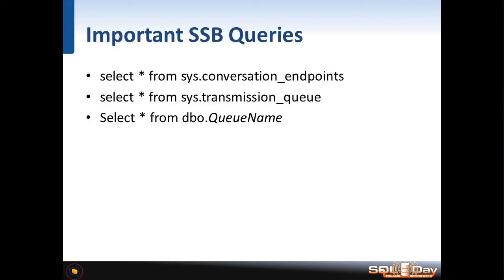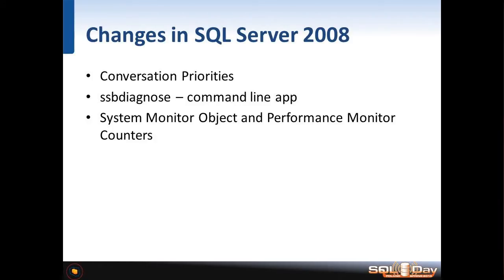Now, Service Broker was introduced in SQL Server 2005. We had some enhancements in SQL Server 2008, and since then, for the most part, it has stayed pretty much the same. So the big change we got in SQL Server 2008 was this concept of conversation priorities. What conversation priorities do is they literally just let you say this conversation is more important than this other conversation.